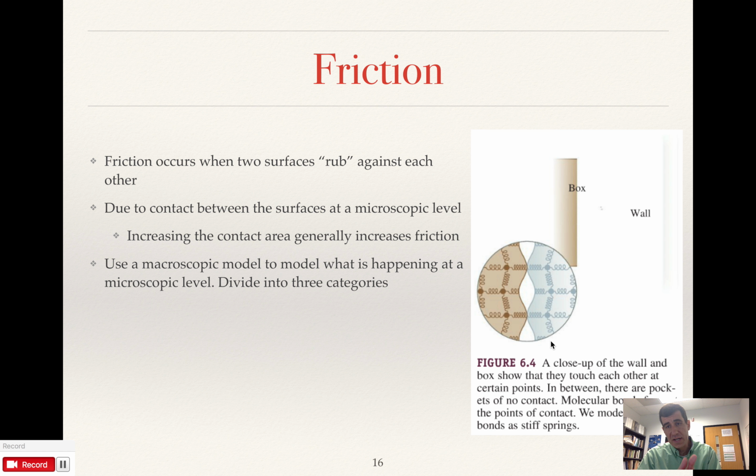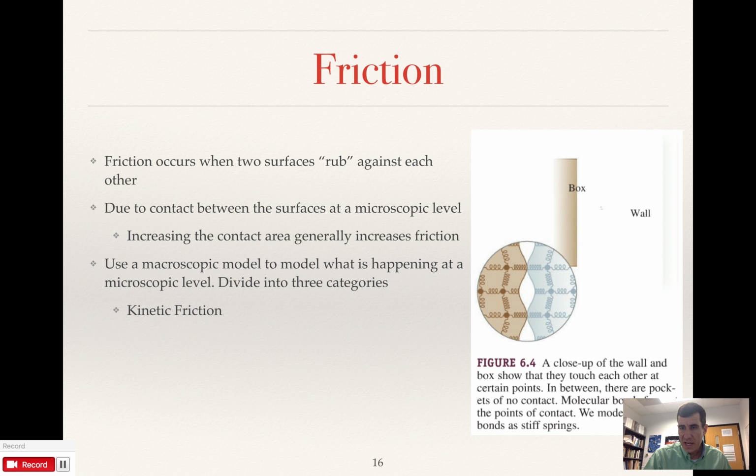So one way to think about it: imagine your objects are made up of little molecules that are all bonded together, and you can think of those bonds as little springs. Now if you imagine you have two surfaces and you press them together harder and harder, those springs start to compress, and the amount of contact actually increases and friction goes up. So we can divide friction into three different categories.